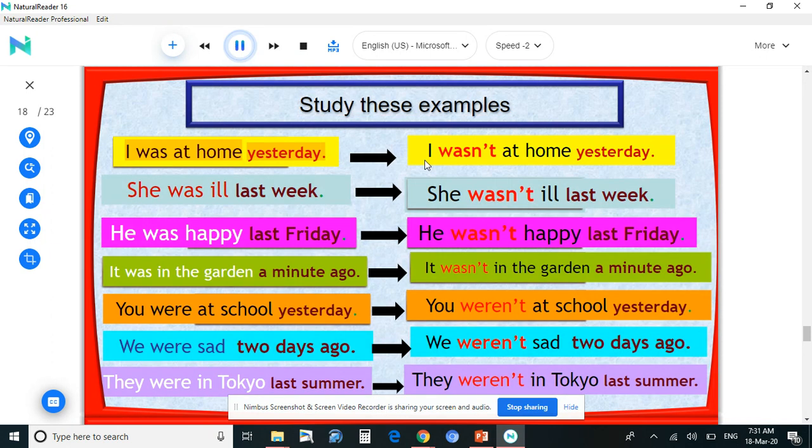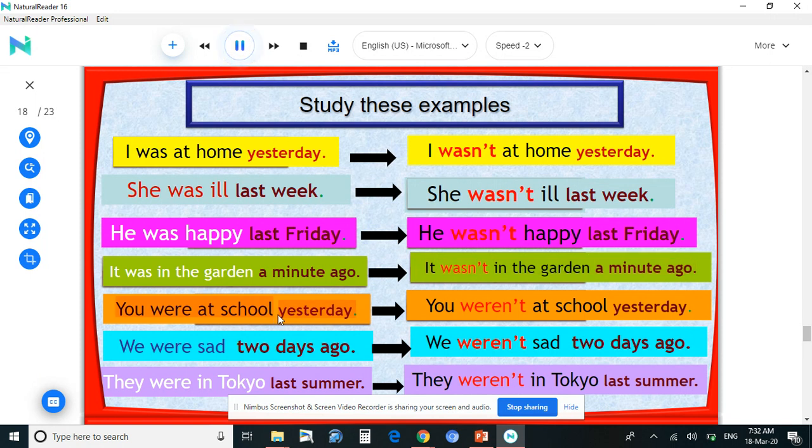I was at home yesterday. I wasn't at home yesterday. She was ill last week. She wasn't ill last week. He was happy last Friday. He wasn't happy last Friday. It was in the garden a minute ago. It wasn't in the garden a minute ago.